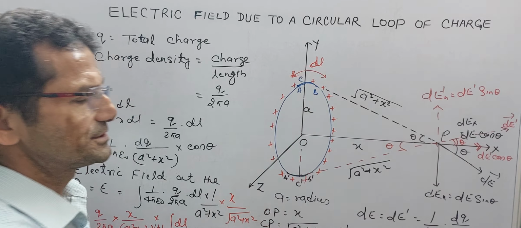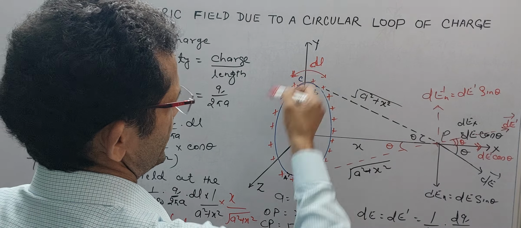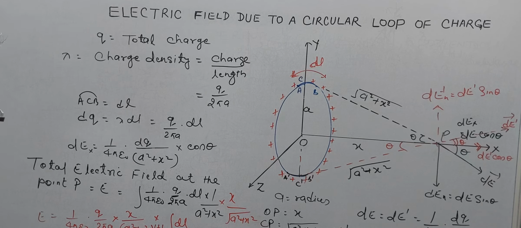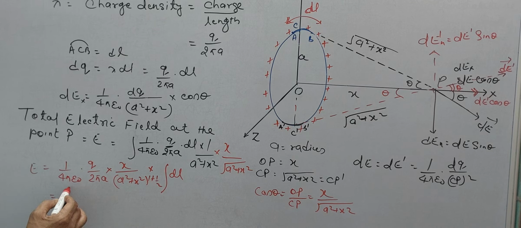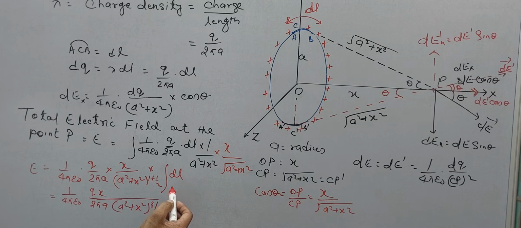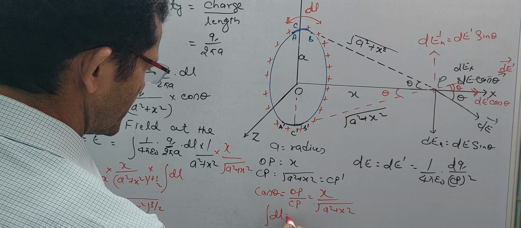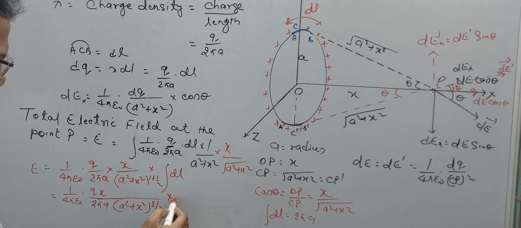If you add all the pieces of the circular ring, the total length of this circular path will be the circumference of this ring, which is 2 pi a. So we have replaced these values by 2 pi a. Now just simplify this. It comes out 1/4 pi epsilon naught into qx in the numerator divided by 2 pi a, and into a square plus x square raised to the power 3 by 2, multiplied by the value of the integration of dl, which is 2 pi a.